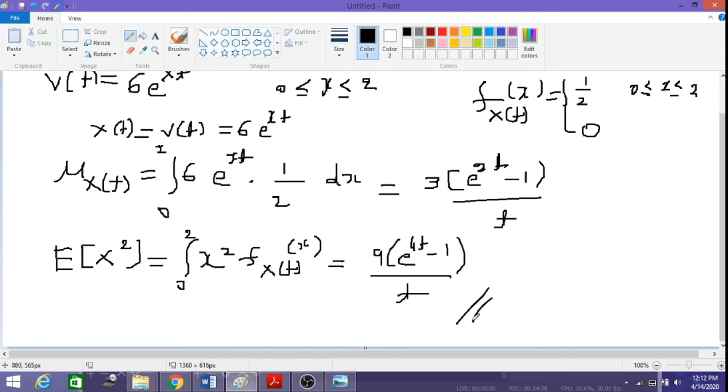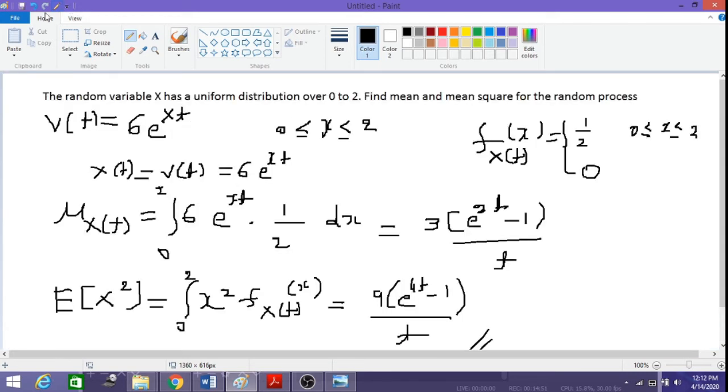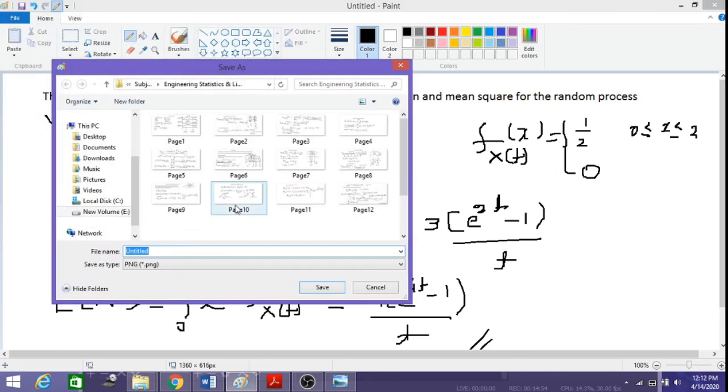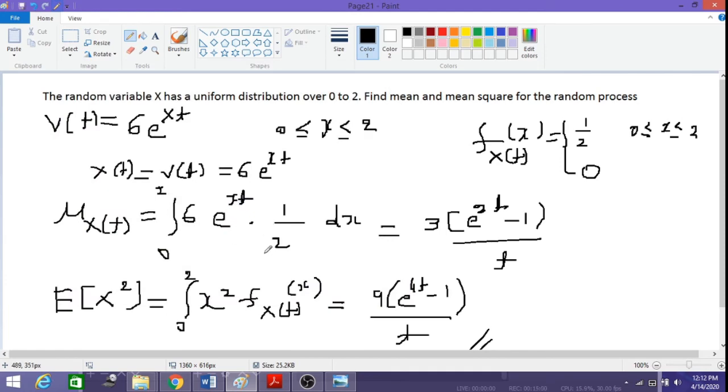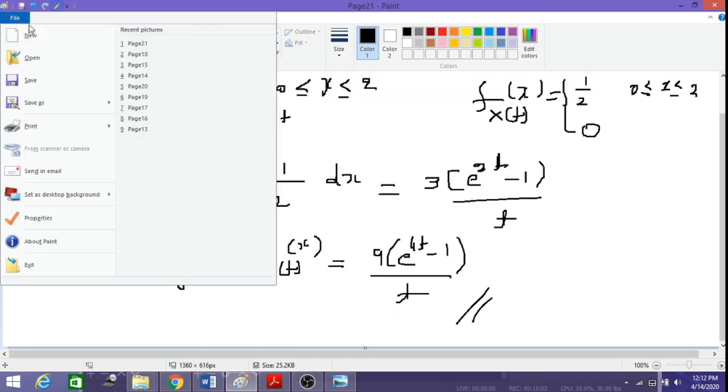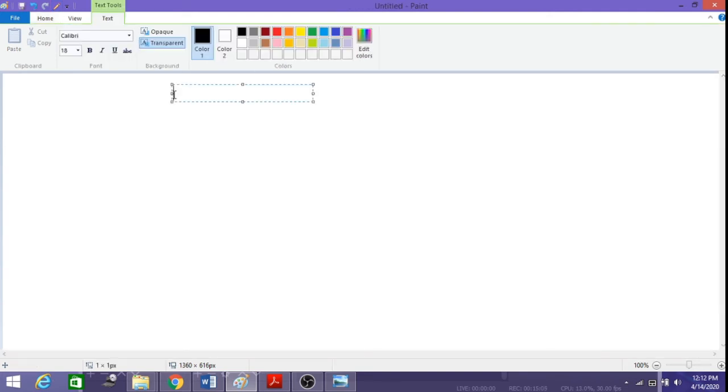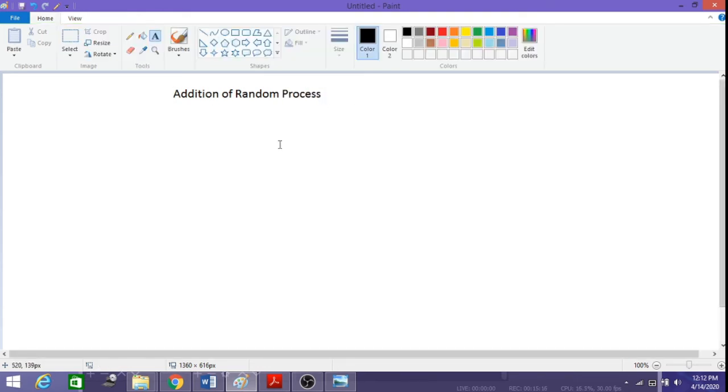So next we talk about the addition of random processes. If we add two independent, wide sense stationary random processes, what do we get? Let us see that. Let me save this page here, let me give it as 21, and take a new page. Addition of random processes: if we add two random processes, what do we get?